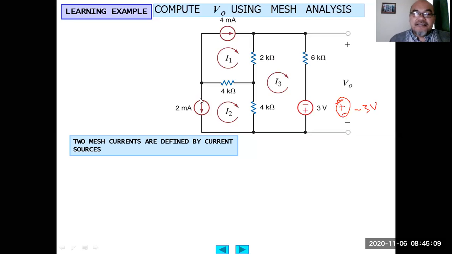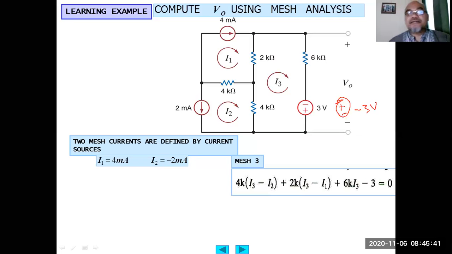Let's just follow and write it down. The mesh currents are defined by the current sources. So I1 equals 4 milliampere. It's the same direction, right? This loop I1 has the same direction as this 4 milliampere. I2 is opposite to the 2 milliampere, so we have to assign a negative sign. So I2 equals negative 2 milliampere.